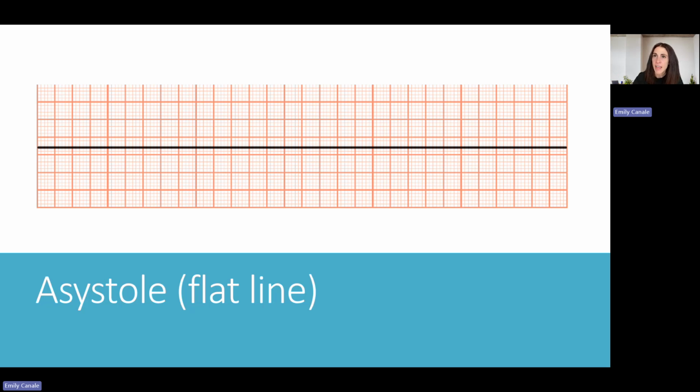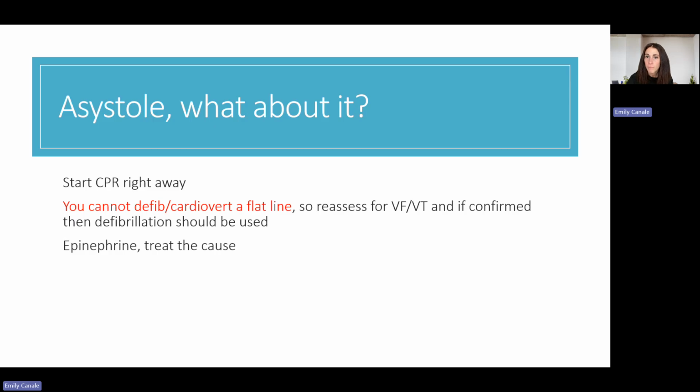So if I'm out of the room and I see this come up on the monitor, the first thing I'm going to do is enter the room and make sure it's real. If you walk in the room and they're awake and they're talking to you, they are not in asystole. Do not start chest compressions. The leads are probably off. So that is the first thing you're going to do. Always make sure that it's real.